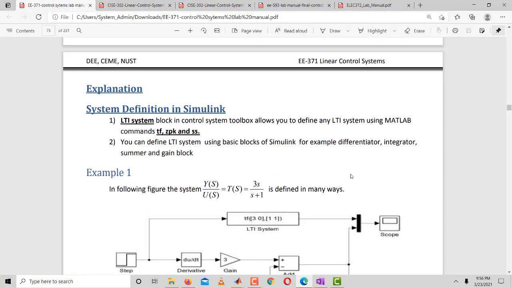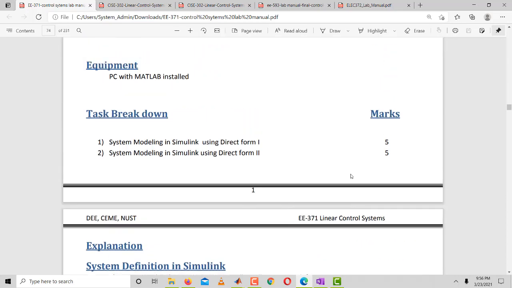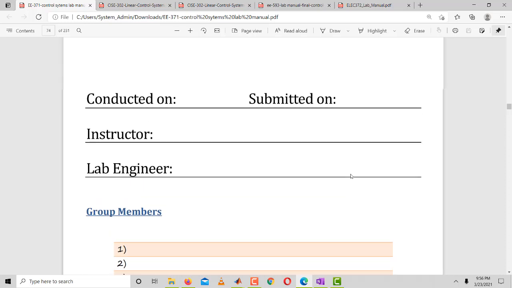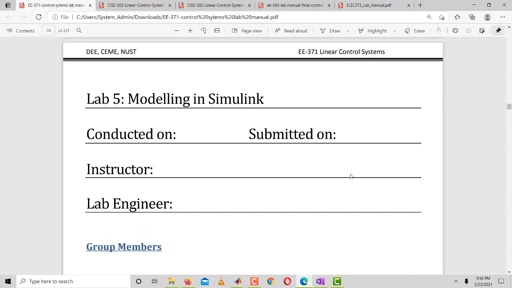Assalamu alaikum dear students. This is lab number 5. It is a continuation of what we were doing in last lab. We are going to model control systems in Simulink.